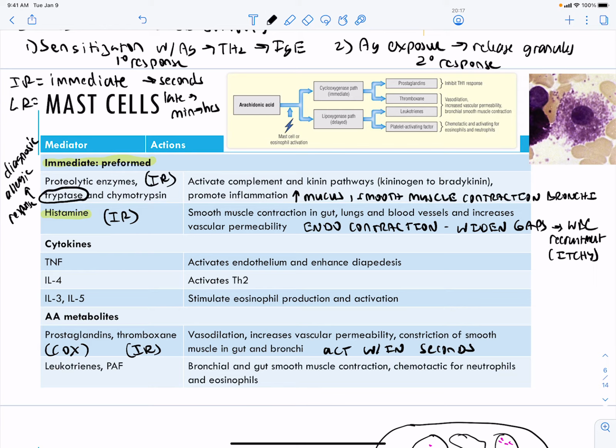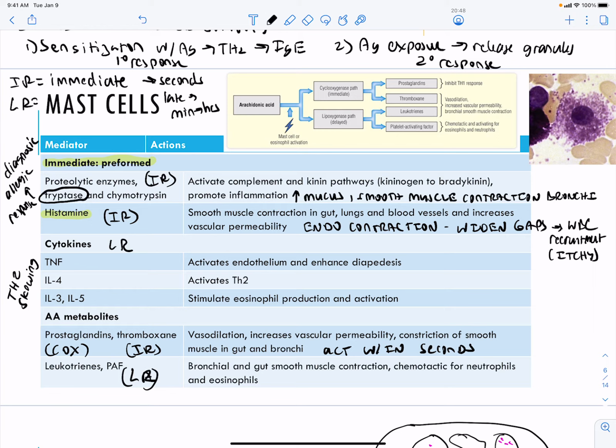Now, our late response is going to be things like our cytokines and our leukotrienes. Our cytokines are going to be Th2 skewing. So they're going to help to keep promoting a Th2 response to these particular antigens. They're going to activate your endothelium, enhance diapedesis. That's what TNF does. It's one of those acute phase response proteins.